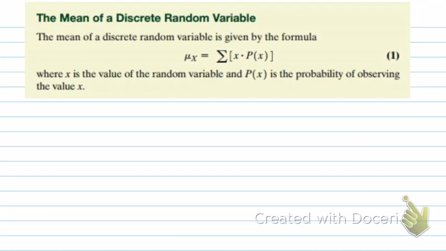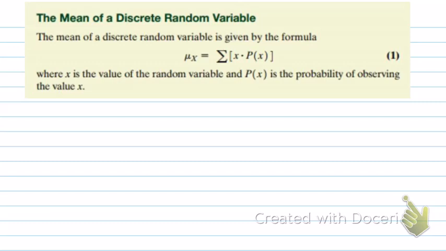Look what it says to do. You multiply the value times its probability. I'll say that again. You multiply the value times its probability and add them all up. Now, this isn't like an average you've seen before, but this is how I get your grades. Okay.